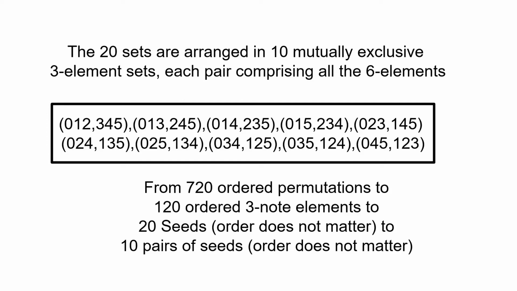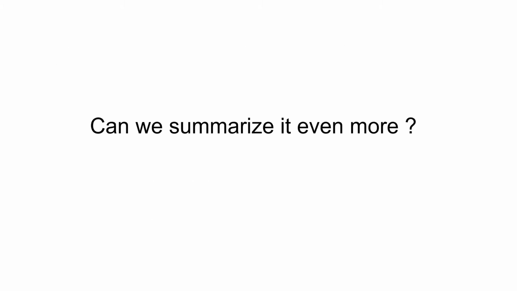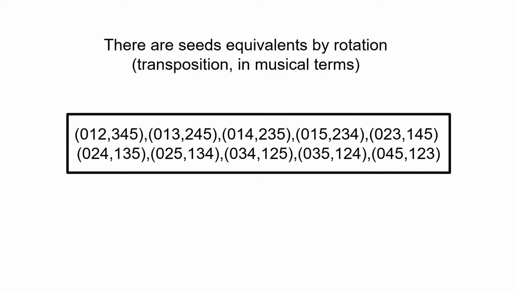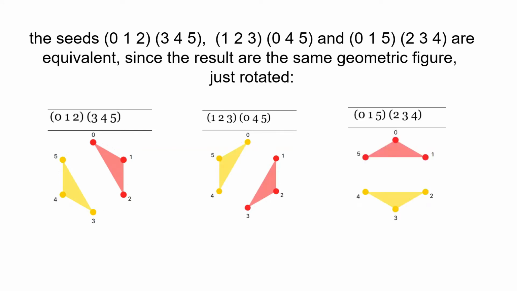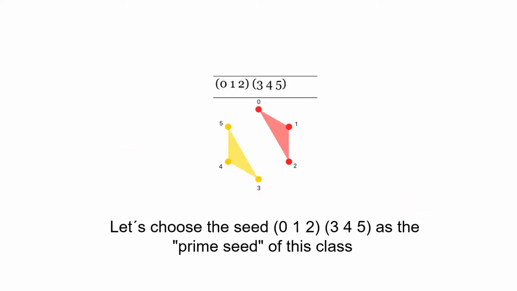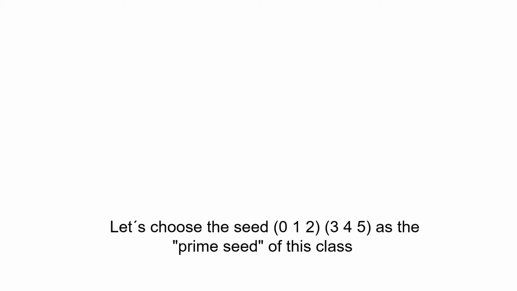Now let's take the 20 seeds and arrange them in 10 mutually exclusive 3-element sets, each pair comprising all the 6 elements. There are seeds equivalent by rotation, or in musical terms, transposition. The equivalent seeds in necklace notation show exactly the same geometric figure, just rotated. Let's choose the seed 0, 1, 2, 3, 4, 5 as the prime seed of this class.